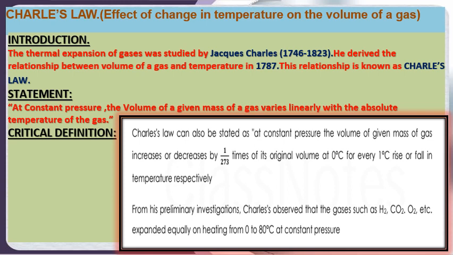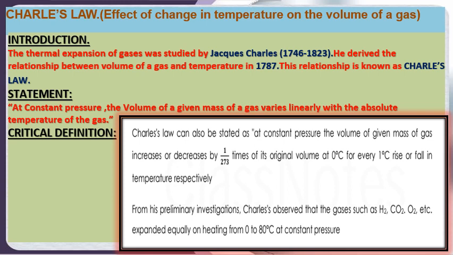The general statement is: the volume of a given mass of gas is directly proportional to the absolute temperature when the pressure and the number of moles are kept constant. This means the volume and the temperature are related directly. As the temperature increases, volume will also increase. As the temperature decreases, volume will also decrease. This is the general statement given by Charles's law.